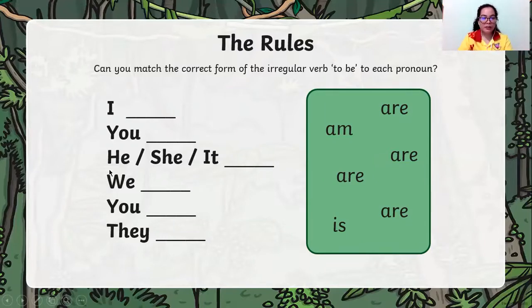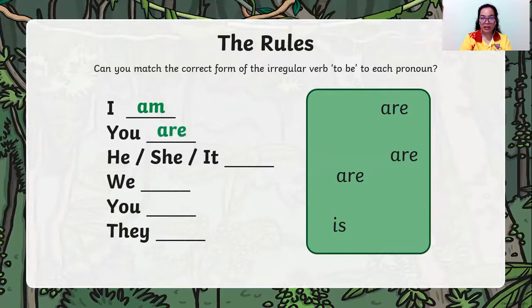We have pronouns here. Last time we also discussed the personal pronouns. Is it familiar to you already? I, you, he, she, it, we, you, and they. These pronouns include singular and plural pronouns. When we say singular, only one, and when we say plural, two or many. Very simple. If I'm going to use I, you always use am. Only I and am go together. Always remember that.